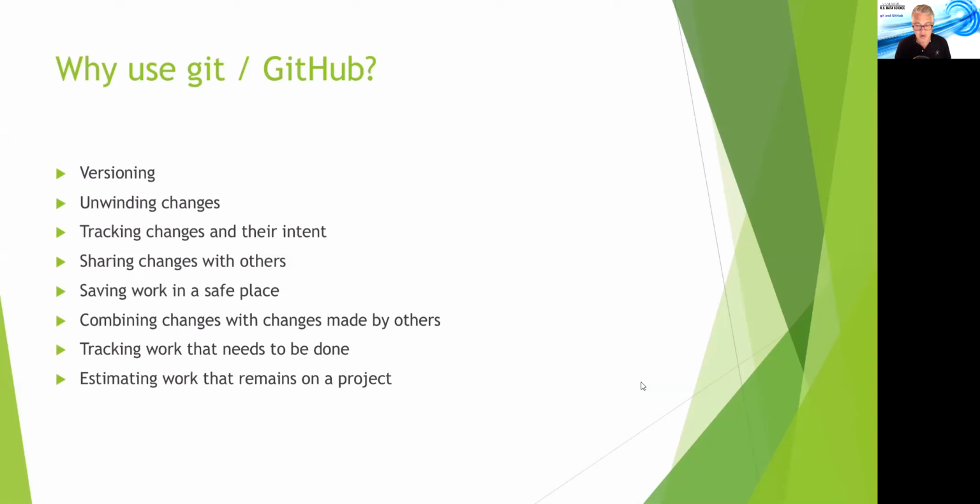And finally, it would be great to be able to estimate the work that remains to be done on a project. And let's go for one more. It would be really great to have a systematic way to test out any additions that you make to your code before you include it in the final version. So it turns out that Git and GitHub are designed to provide exactly these type of capabilities.